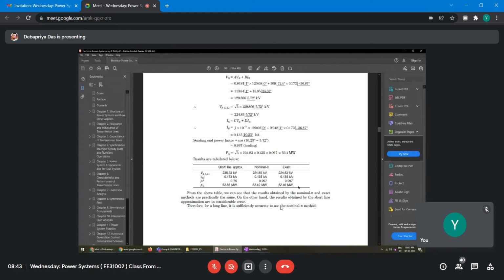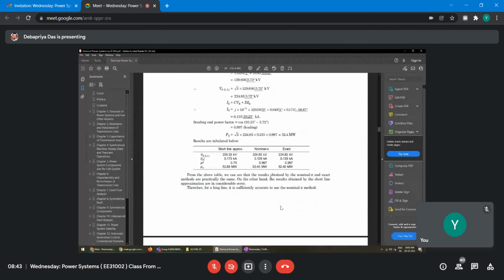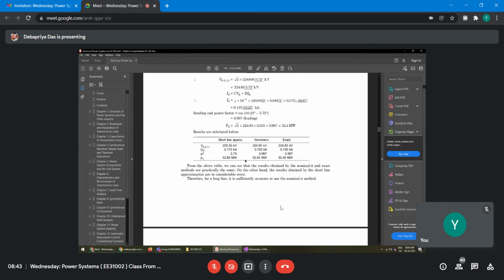Therefore, rather than assuming a long line, you can represent it by nominal pi, because if you compare with the exact one, they are very close, almost the same. That's why in power systems, even for a long line, 400 kilometer, 500 kilometer, we represent it by the nominal pi method, right? That is the philosophy. So this one example shows that the short line model is not good enough, so the pi method we use.